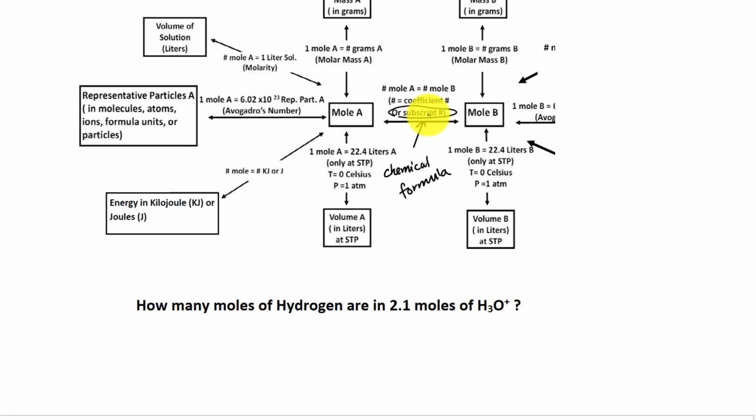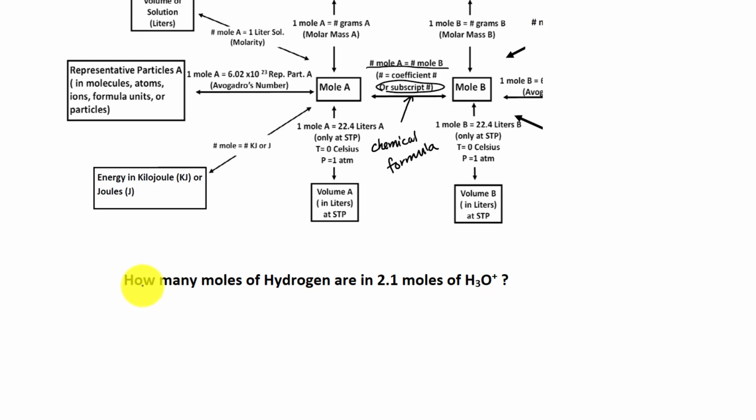By looking at the chemical formula, we can look at the mole ratio between the different parts that make up the chemical formula of that particular substance. For example, let's look at this. How many moles of hydrogen are in 2.1 moles of hydronium ion, which is H3O+? So I know for sure that in here we would have hydrogen, represented by the letter H. And the question asks us how many moles, so question mark mole of hydrogen. This is what we are looking for.